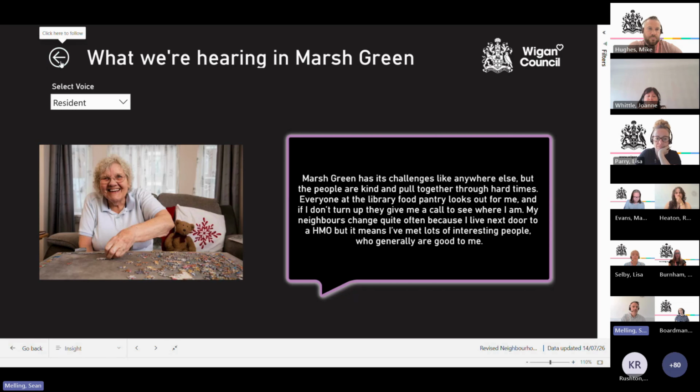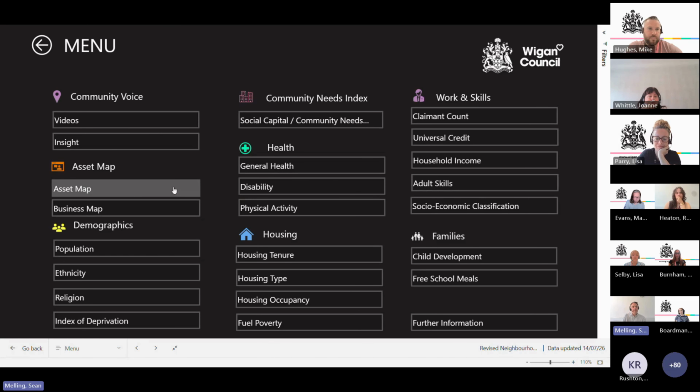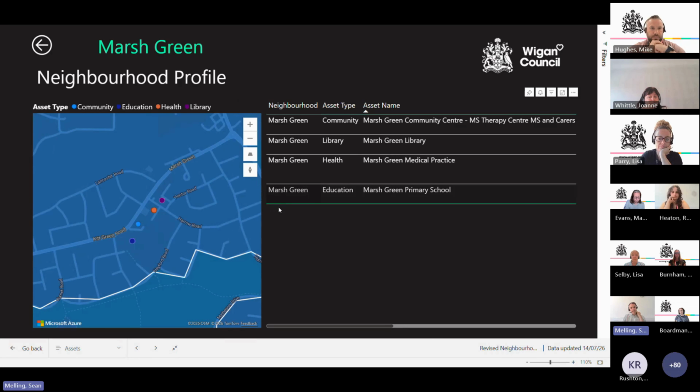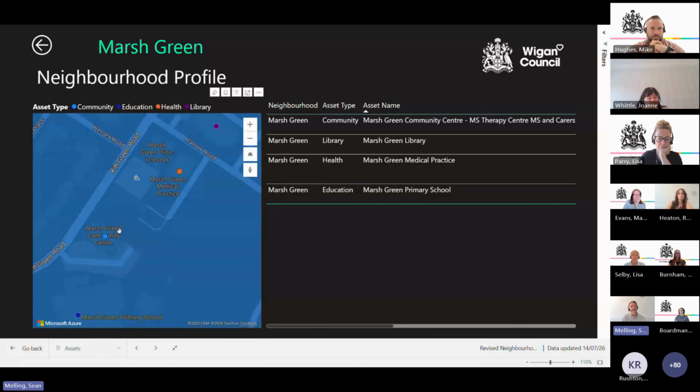Okay, let me just head back. Just underneath Community Voice, you've got asset maps, and there are two sections for this. There's the asset map that we pulled together initially in Marsh Green, which basically identifies the assets in the area. It'll tell you the different asset types, whether that's library, health, education, or a community asset. There are way more assets that we know of in Marsh Green than are in here, so we're looking to expand on that.